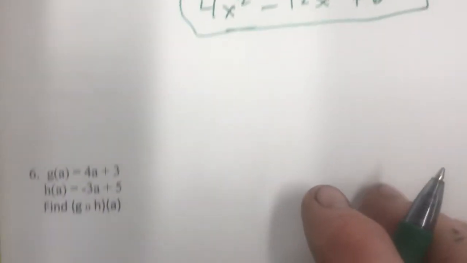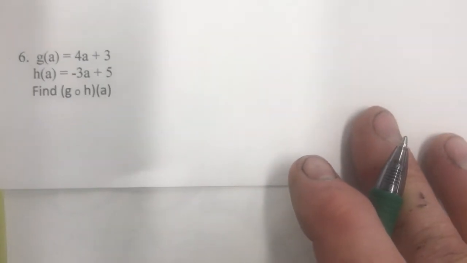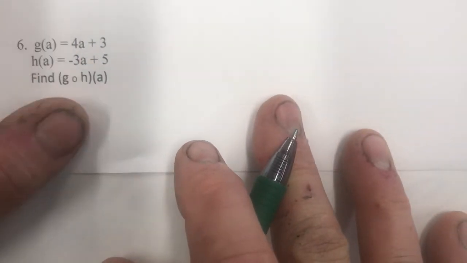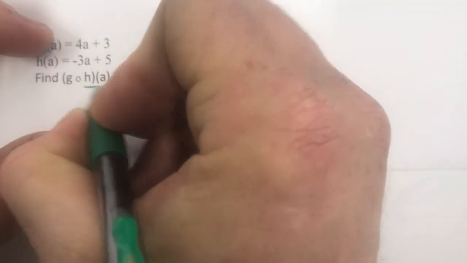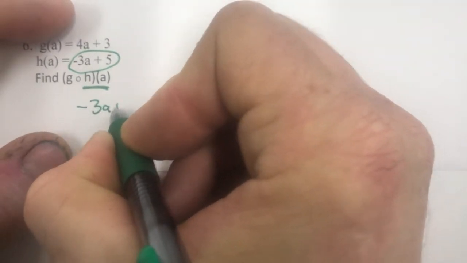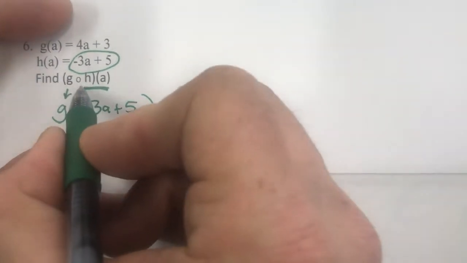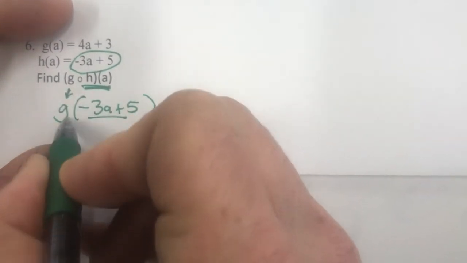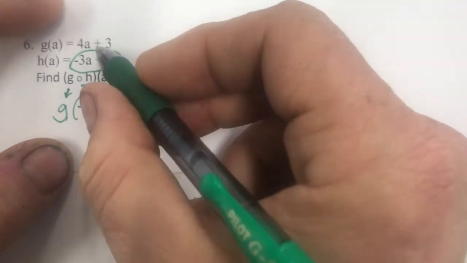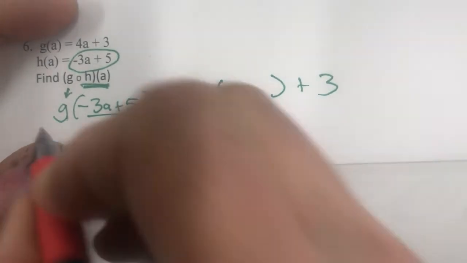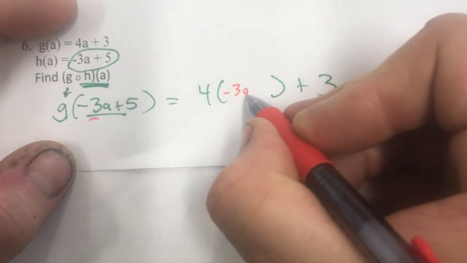Okay. Here's another one. This thing lined up for us. All right, so we got here g of h of a. All right, h of a, right there it is. There's h of a. -3a plus 5. I'm going to do g of that. So here's h of a. I'm going to do g of that. So that means in the g function, which is 4a plus 3, I'm going to take this right here, and I'm going to put that in for the a.